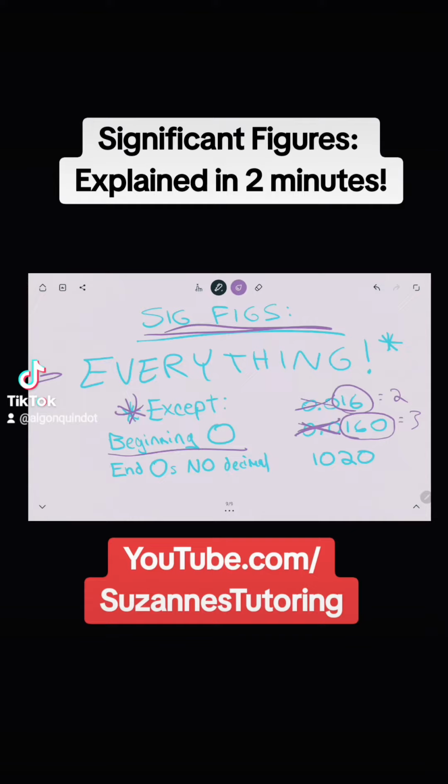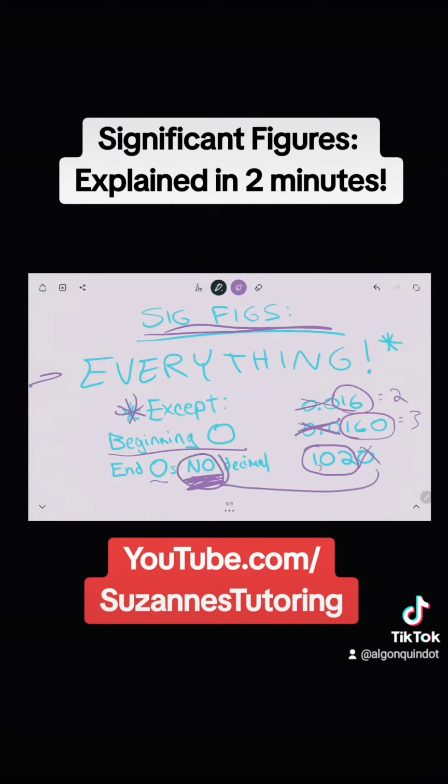And then the only time you don't count the end zeros is when you have no decimal. So 1020 is just going to be these numbers. You just don't count the end zeros because there's no decimal. So that's 3 sig figs. If it was 1000 or 102.0, there's a decimal there, right? So that would be 4 sig figs.